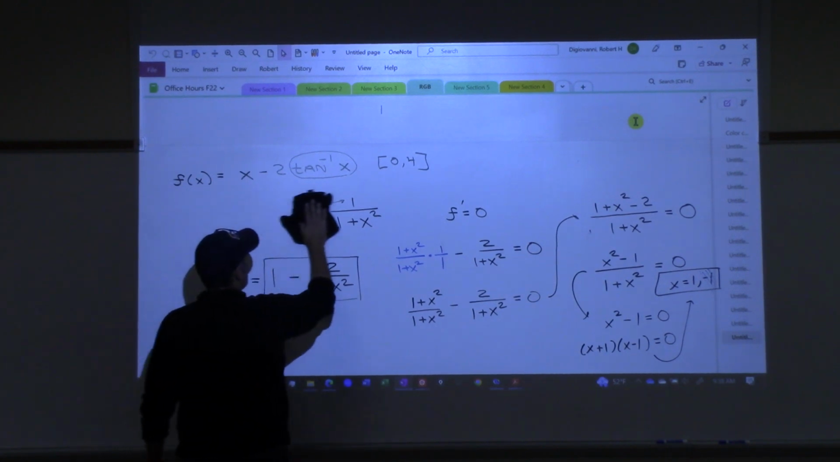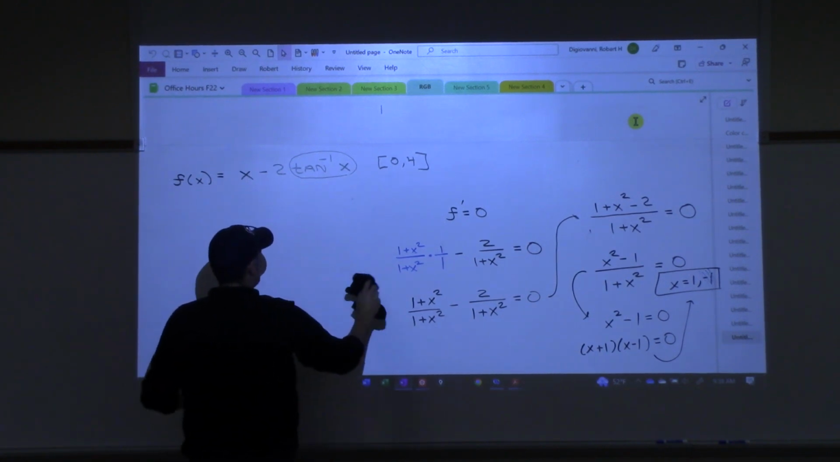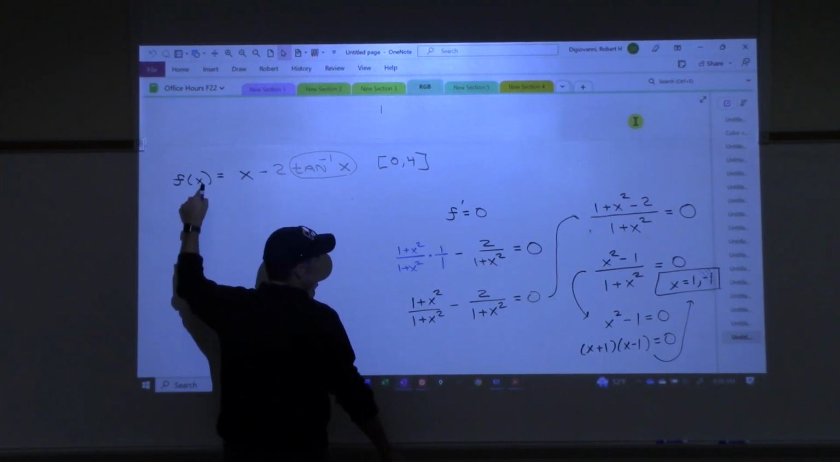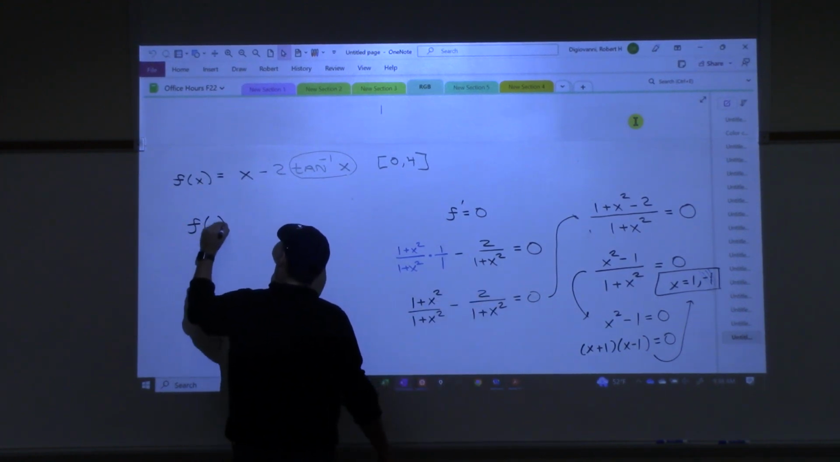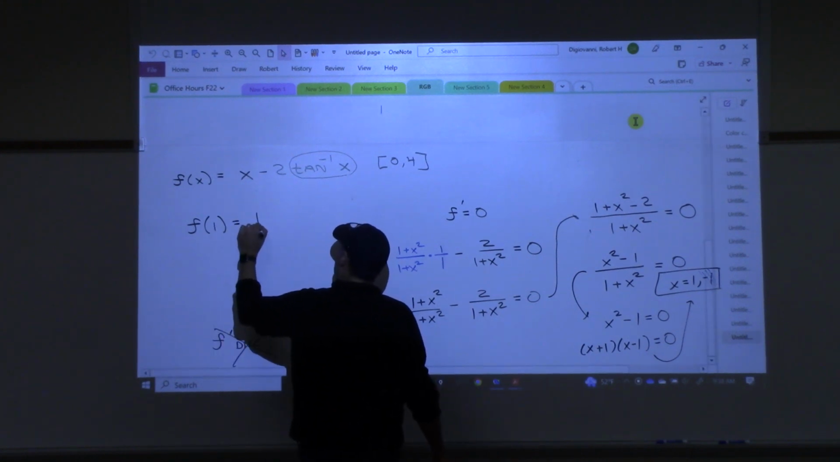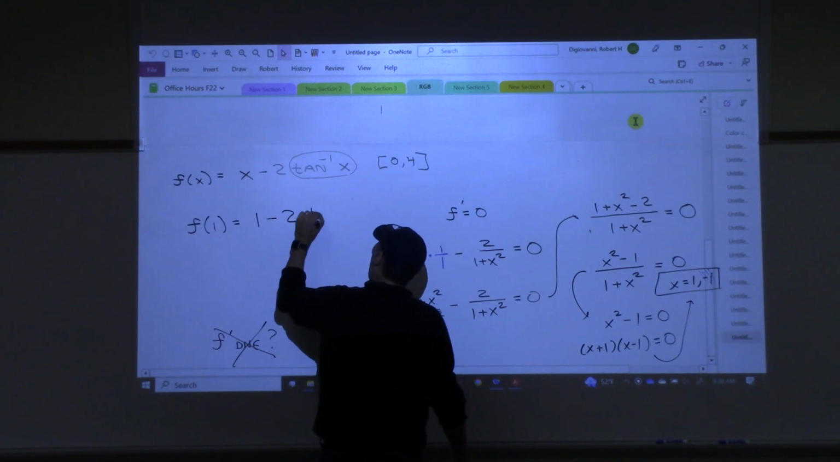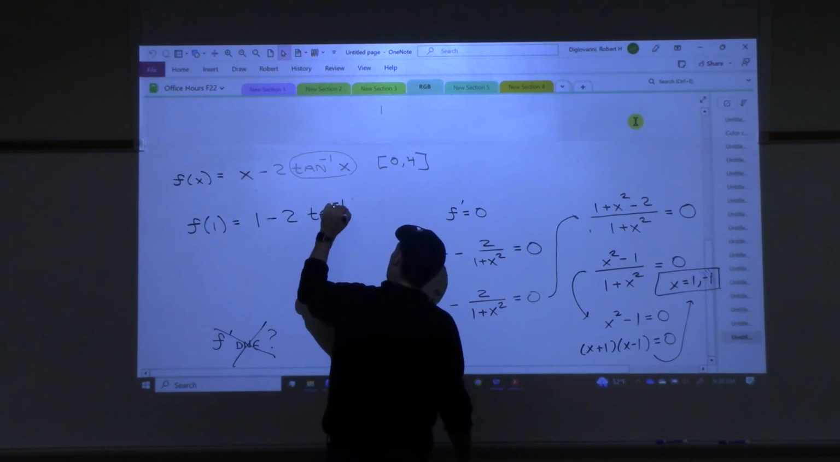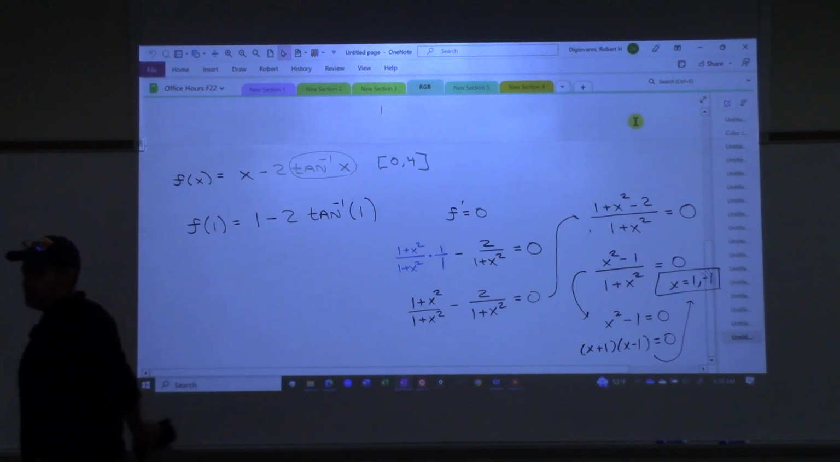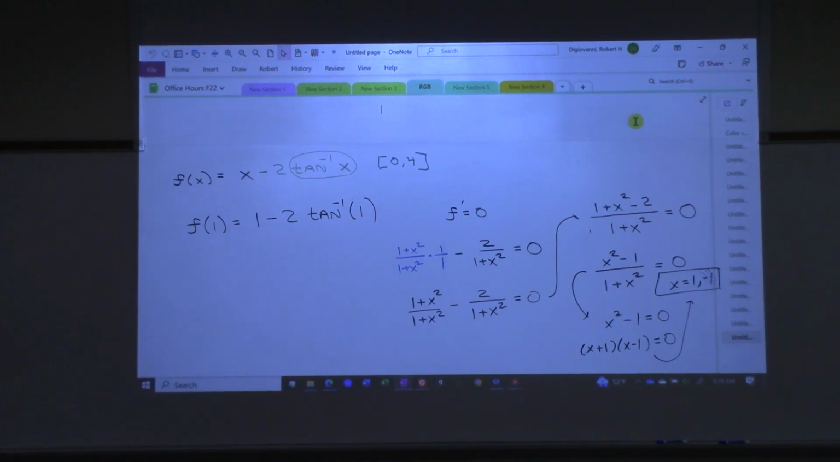So now I'm going to evaluate my function. I'm still in step 1. I'm now going to take my original function and evaluate it at my critical number 1. And that means I need to plug in 1 minus 2 inverse tangent of 1. Uh-oh. Don't do it. Don't grab your calculator.